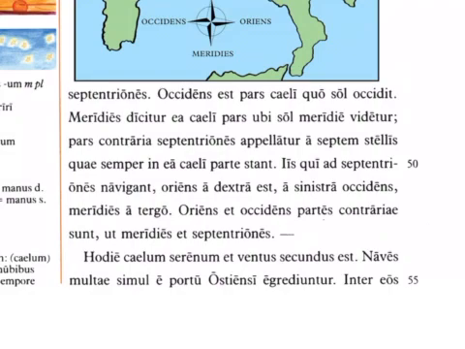Iis qui ad septentriones navigant, for those who sail towards the north, oriens a dextra est, the east is on the right. A sinistra occidens, on the left is the west. Meridies a tergo, the south is at their back or from the back. Oriens et occidens partes contrariae sunt. The east and the west are opposite parts or regions, directions we could also say. Ut meridies et septentriones, as are the south and the north.